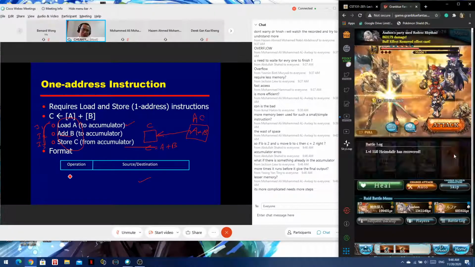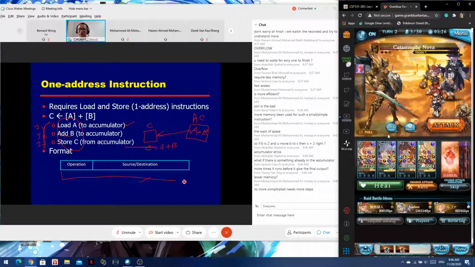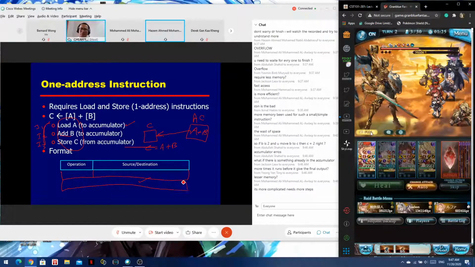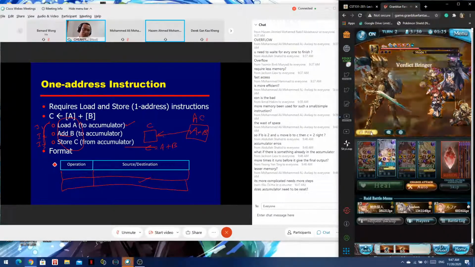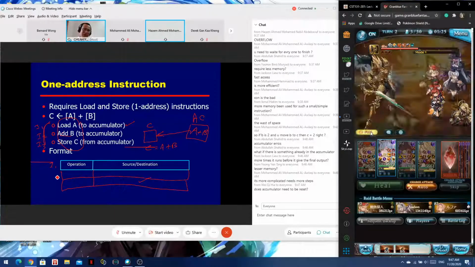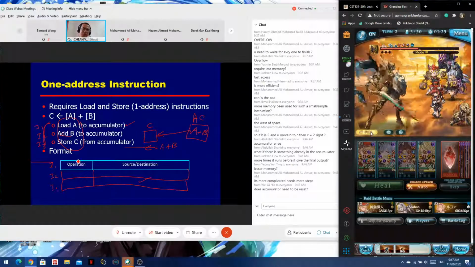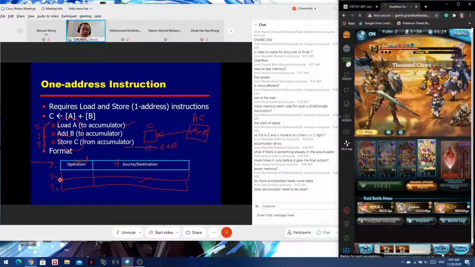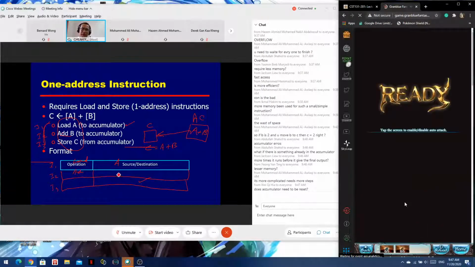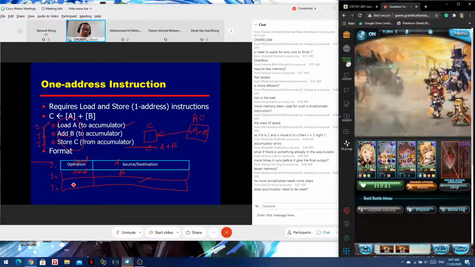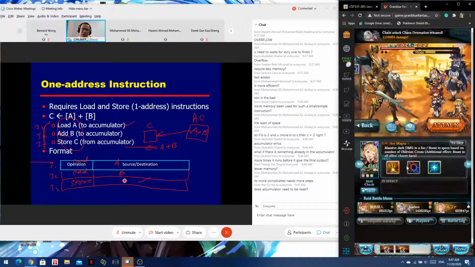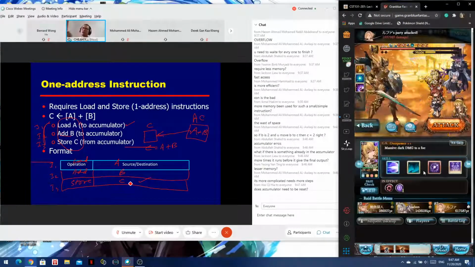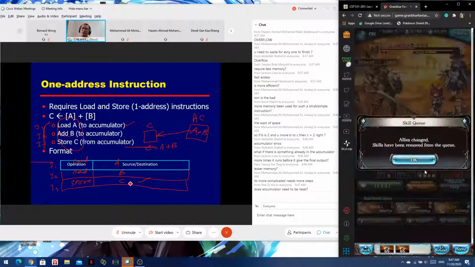Okay, so you can imagine. Okay, let me do this. So we have 3 rectangles, 3 instructions. The first instruction here, second instruction, third instruction. So this operation will be a load operation. Load what? Load address A. Then this one is add what? Add address B. Then here is store. Store what? Store address C. Like this. So you have 3 separate instructions, but in each instruction, you can only express one address.